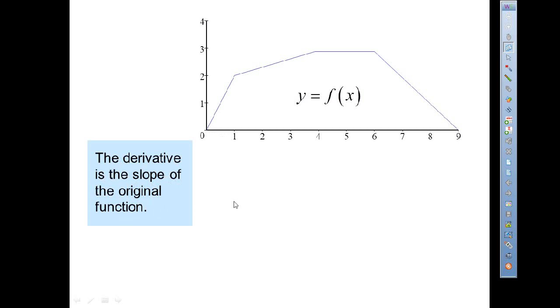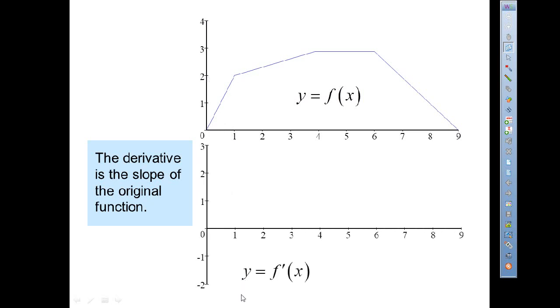So the derivative is nothing more than the slope of the original function. So that means when we go down here to graph the derivative function, over the interval from 0 to 1, we want our derivative graph value to be whatever this slope is, which by the way is 2 divided by 1, or 2. So over the interval from 0 to 1, we have a value of 2. It's constant for that whole direction because the slope is constant over that line.